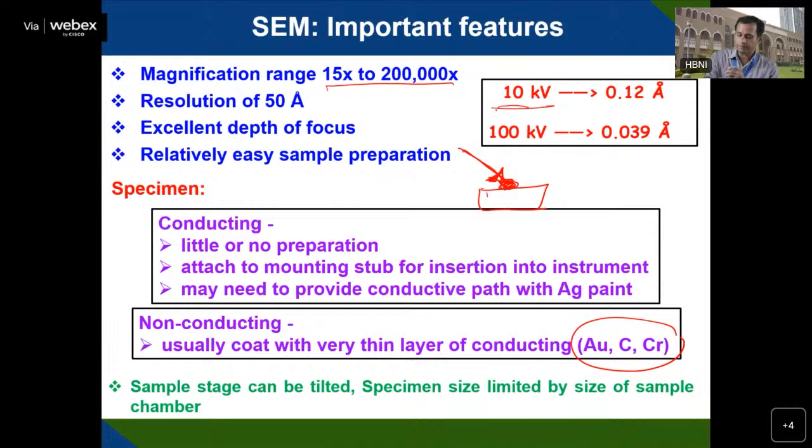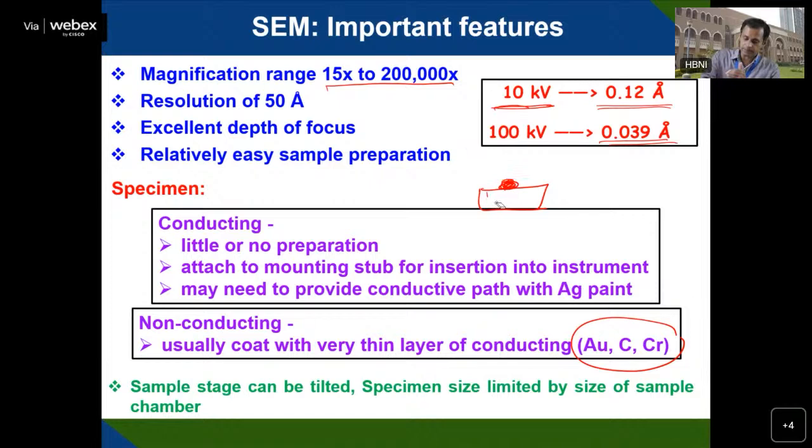You can see that the energy can be varied. If you have a 10 kV electron beam in the SEM, your wavelength is about 0.12 angstrom, whereas at 100 kV it is 0.03 angstrom. So depending upon the instrument and the electron energy, you are able to get different lambda values. And the sample stage can be tilted so that you can get internal information, but it has a specific limit.